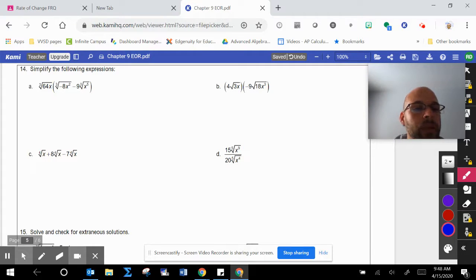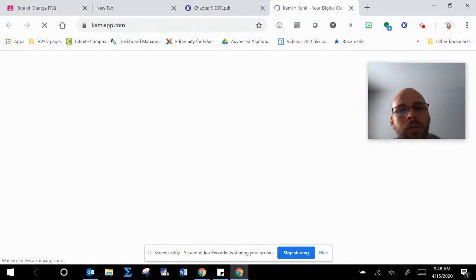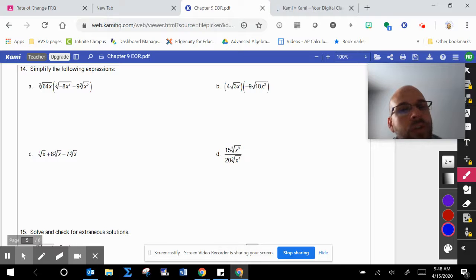For part A, I have the cube root of 64x, and I'm going to multiply that by these two things. So what I want to do is distribute into the inside. However, if I distribute here, these are going to become very, very large numbers. So it might be in my best interest to try to reduce these radicals ahead of time.